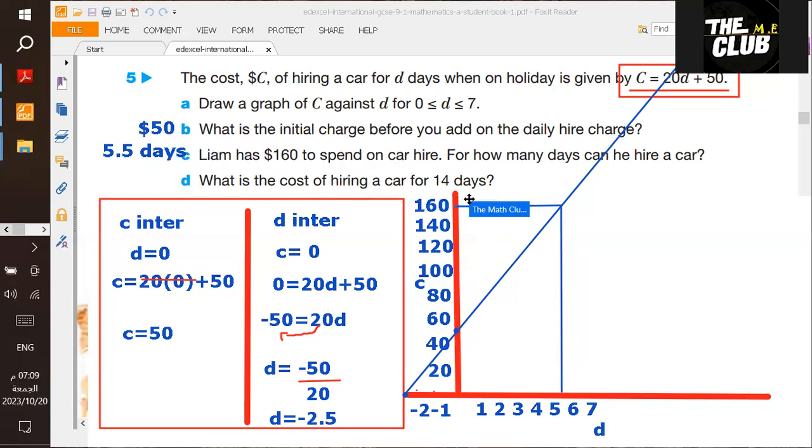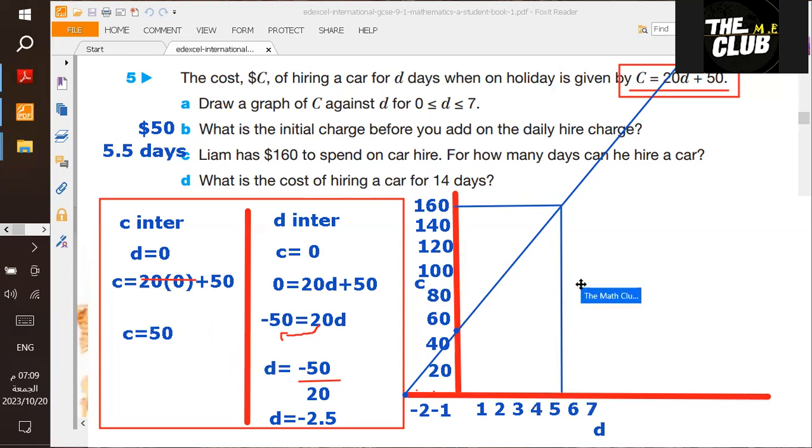What is the cost of hiring a car for 14 days? I need 14 days. It means I'm going to follow the same thing. I'm going to go to the 14 days and check. Or maybe I can double. For example, I know that 7 days, how much do they take? Maybe 100 and 90, 190. So we multiply 190 times 2. I don't think it will work like this. It's easier if you do it on the graph, because you pay 50 dinars first and then there's a higher charge.